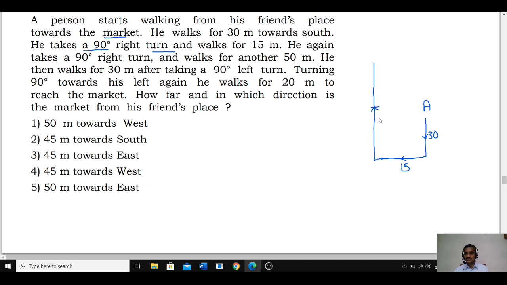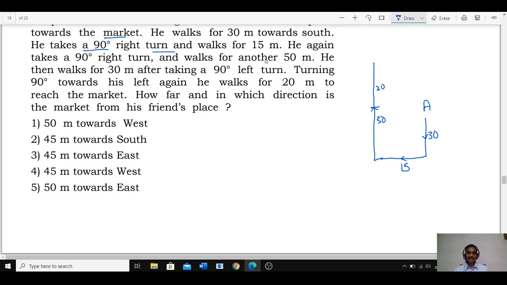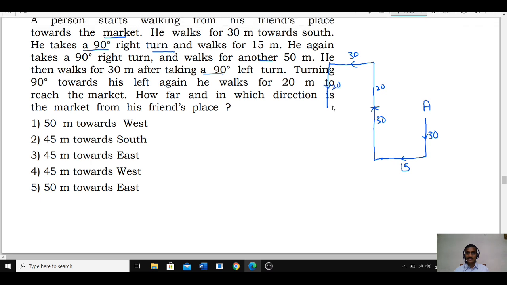Up to here it is 30 and this will be 20, altogether 50. Now this person is at this place. He then walks 30 meters after taking a 90 degrees left turn. Turning 90 degrees towards his left again, he walks for 20 meters. Now this person is at this place. He walks for 20 meters to reach the market. A is the starting point and B is the final point. B is nothing but the market.